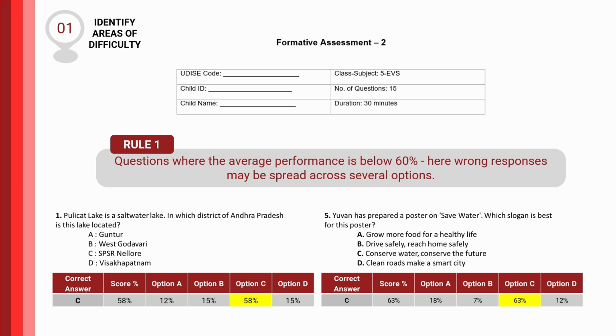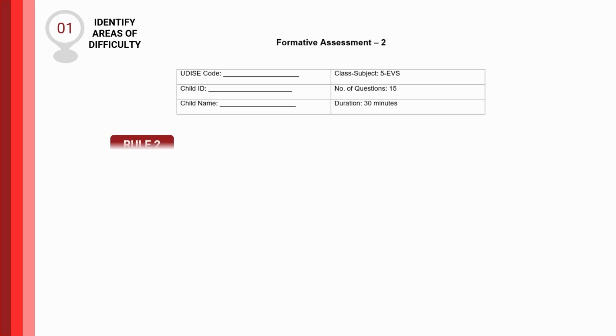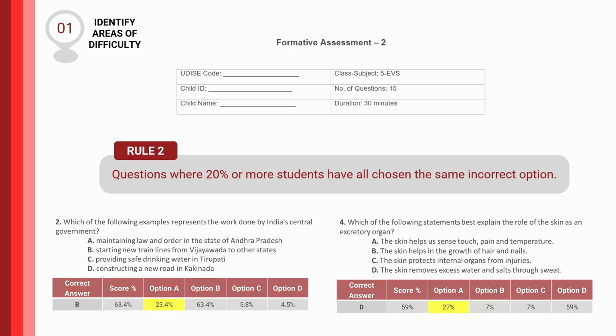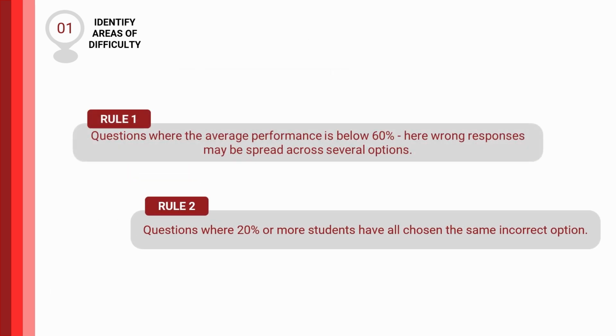1. Questions where the average performance is below or around 60%. Here, the wrong responses may even be variedly distributed across all the options. 2. Questions where 20% or more than 20% students chose the same incorrect option. Together, these 2 filters give us a short list of questions worth a deeper look.